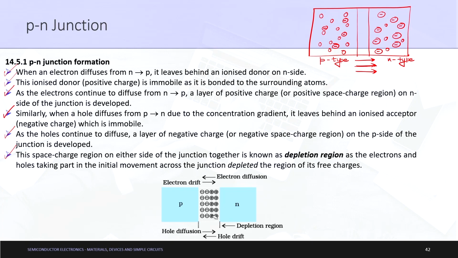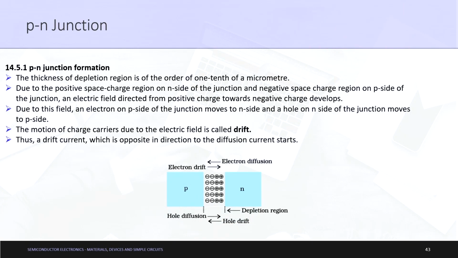Fine. So, that being said, let us move on forward. The thickness of the depletion region is of the order of 1/10 of a micrometer. So, what is the thickness?